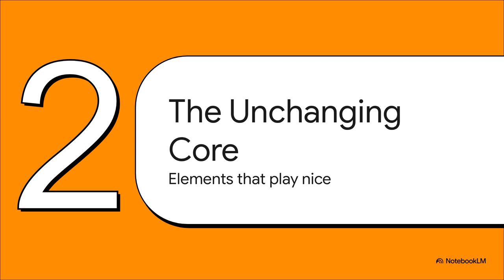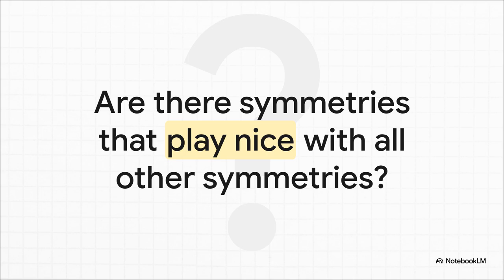So now that we have this language, we can start our search for that unchanging core. Within this collection of symmetries, are some of them more special than others? Are there certain elements that just seem to play nice with all the others in a really particular way? Which leads us to this really fascinating question. Within our whole group of actions, are there a few special ones that play nice with everybody else? In other words, is there an action you can do where the order just doesn't matter at all?